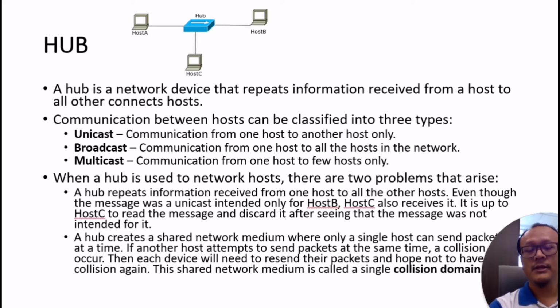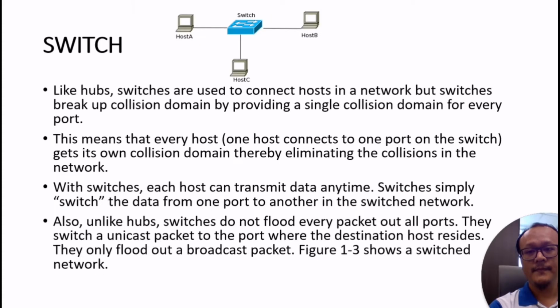We use a switch. Currently most networks use a switch rather than a hub because it is more intelligent compared to a hub. For instance, the switch does not flood every packet out of all ports. It means that if host A wants to send unicast information to host C, only host C receives it, not host B. It's not like a hub.